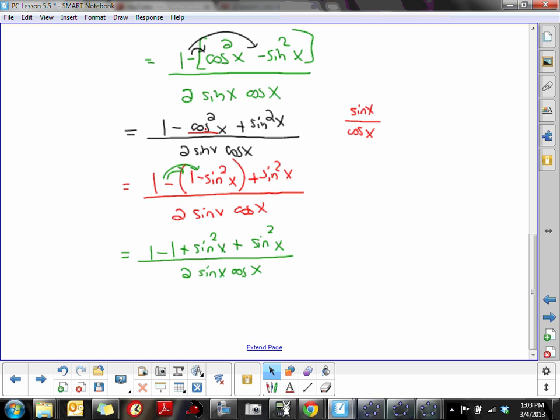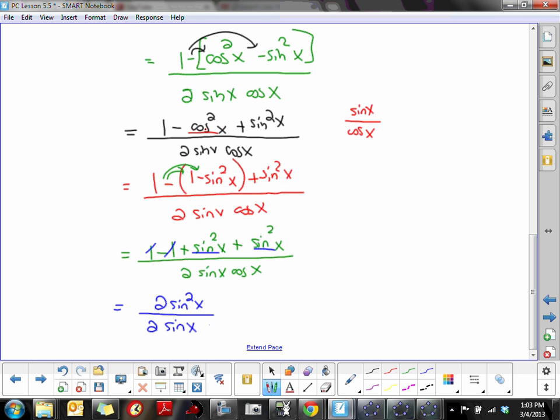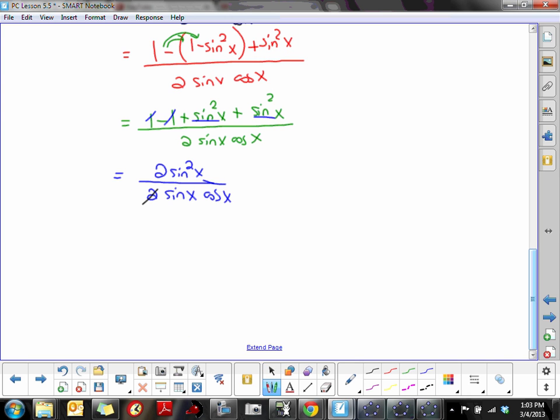And then we'll gather our like terms. Those will reduce. Sine squared of x and sine squared of x is 2 sine squared of x all over a 2 sine of x cosine of x. If we apply that, then the 2's will reduce, one of the sine of x's will reduce, and you'll have a sine of x over the cosine of x.